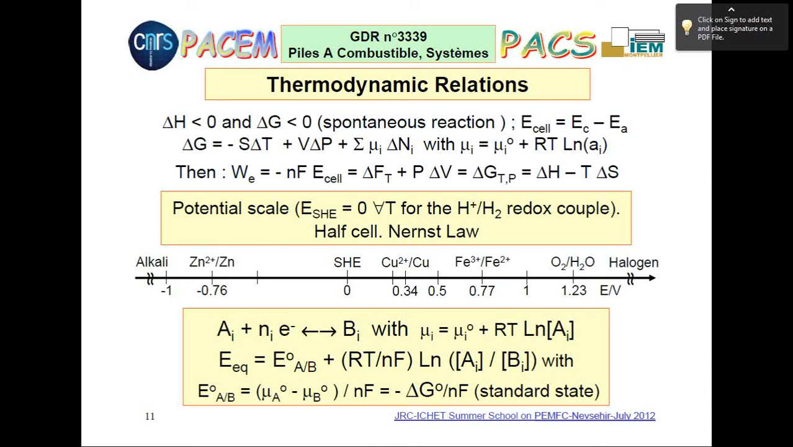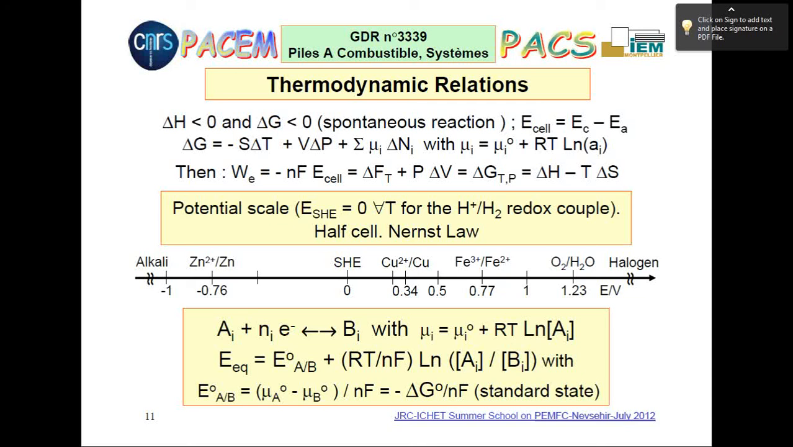When you introduce the chemical potential, you have the standard chemical potential plus RT logarithm of the activity of the species. The activity is more or less the concentration. It depends on the concentration of the species or the pressure. It's more or less the pressure. So theoretically, that's the activity. If you measure the cell voltage, you get the activity of the components. But practically, it is either the concentration in the liquid phase or pressure in the gaseous phase.